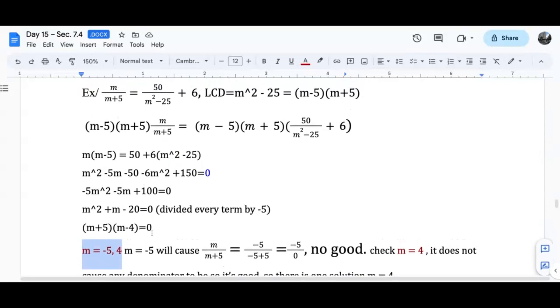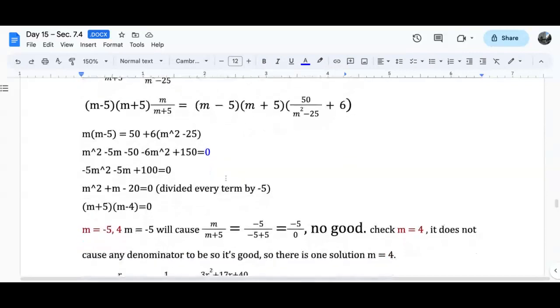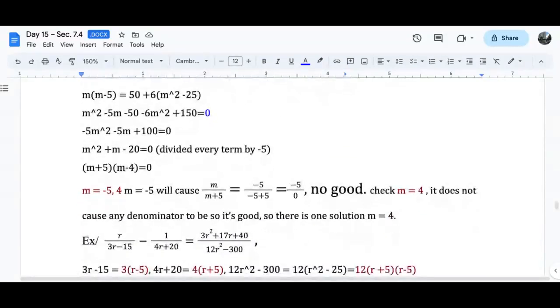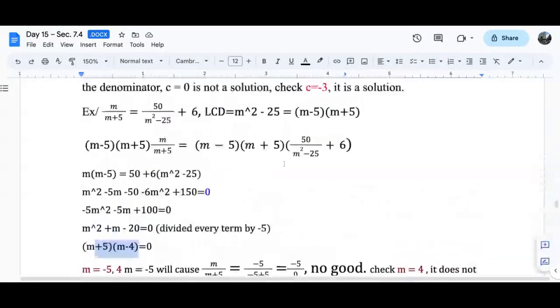And we check. If m equals negative 5, you see it causes a problem here. Because we cannot do 5 minus 5, which is 0, which causes 0 in the denominator. So we reject it. Now we have another one, positive 4. Well, let's check positive 4.